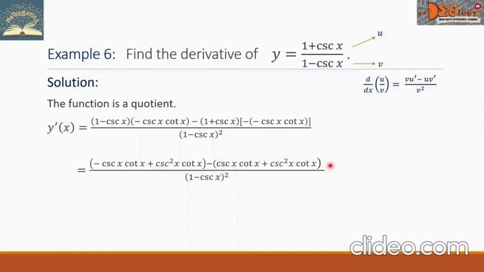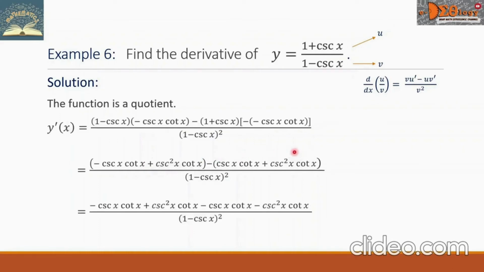Now, let us remove the grouping symbols respectively. In the first group, directly we can remove the grouping symbol. In the second group, because of this negative sign, we need to change the sign of all the terms inside the second group. So we have it like this.